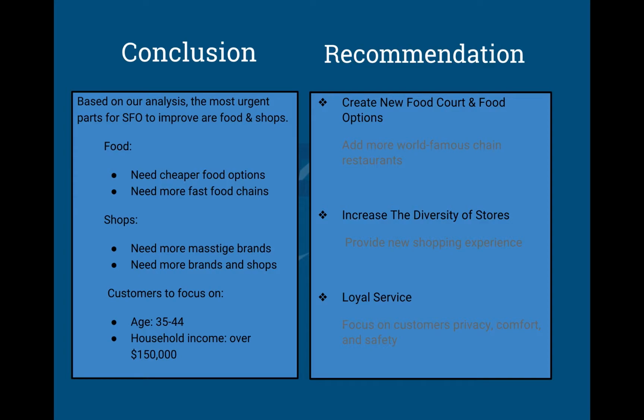After that, we can draw some conclusions. For the food part, the passengers need cheaper food options, and they need more fast food chains. And for shops, they need more famous brands and more shops. And based on the information about the customers who are giving bad ratings, we knew that they are aged from 35 to 44, and their income is over $150,000.